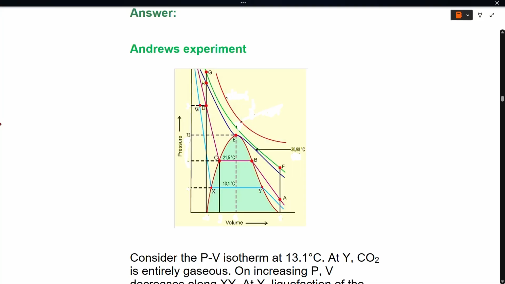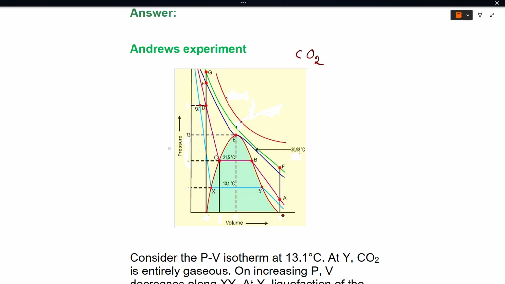Now, here we have a plot, and you have to explain it. We have the PV isotherms at 13.1 degrees, 21.5 degrees, and at the critical temperature 31.1 degrees Celsius. So, these are the curves, and some of the curves are above the critical temperature of carbon dioxide. These are for carbon dioxide.